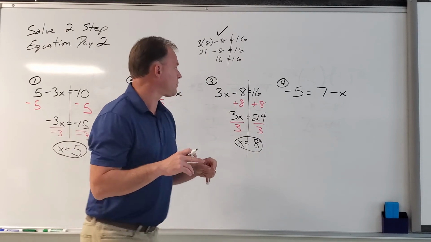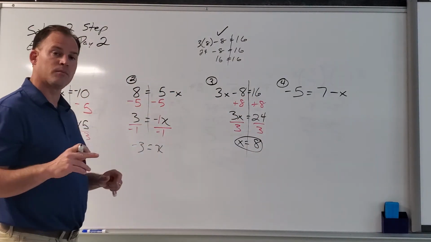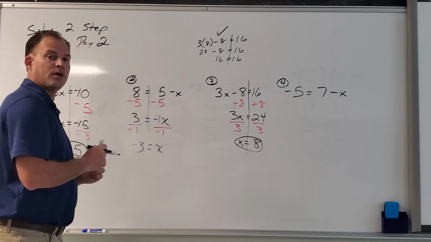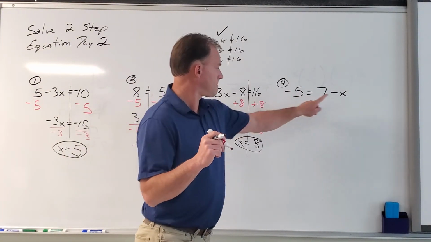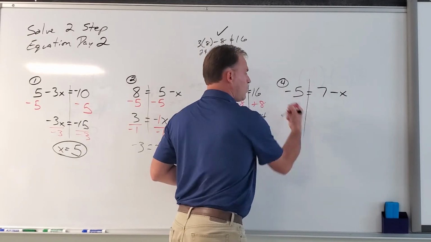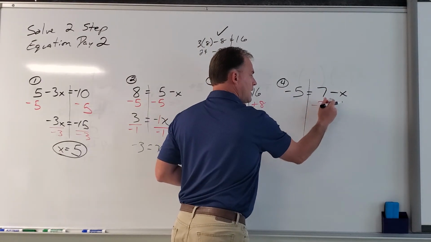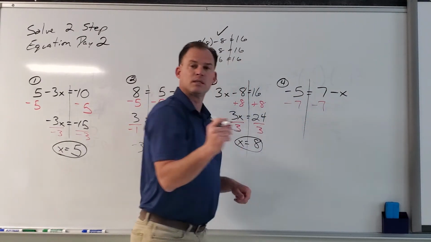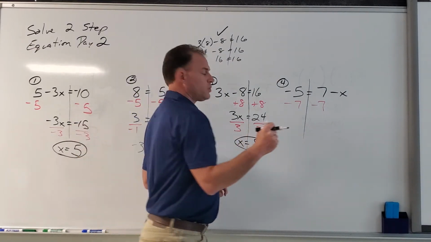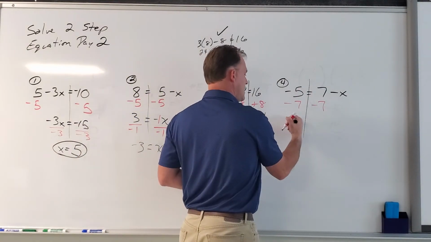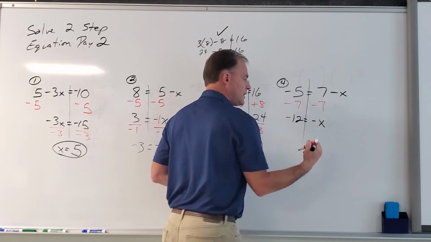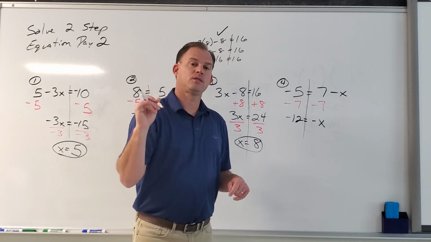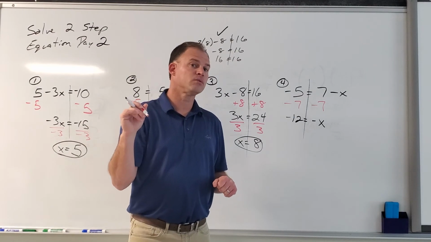All right, finally number 4. Number 4 looks a lot like number 2. What's the first step on number 4 going to be? Work from the variable side. Subtract 7 on both sides of the equation. Negative 12, negative x. What are we going to do to get the x by itself?